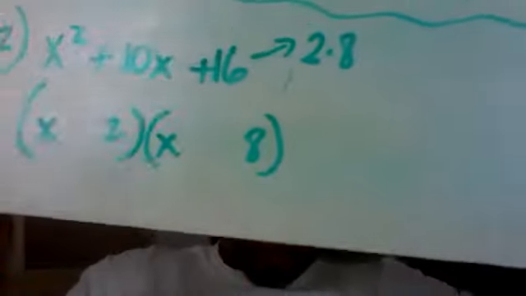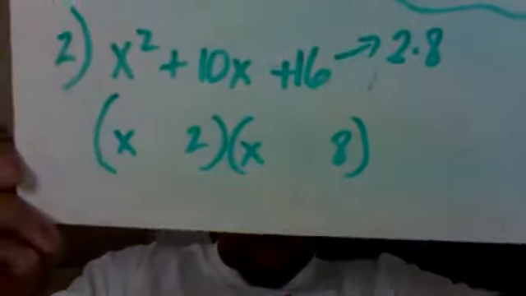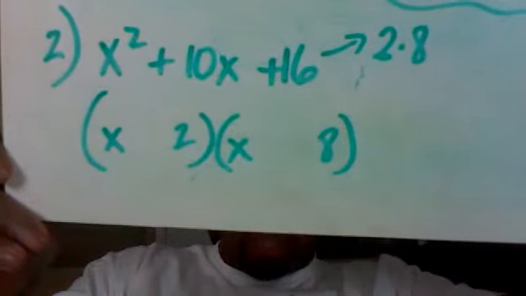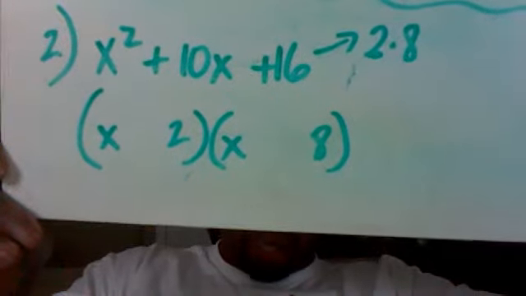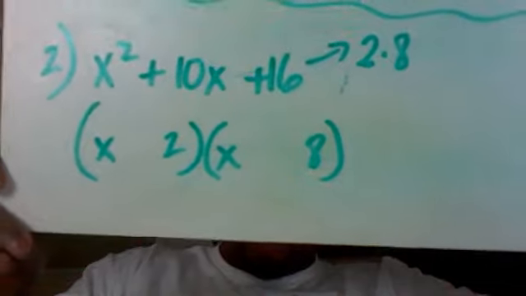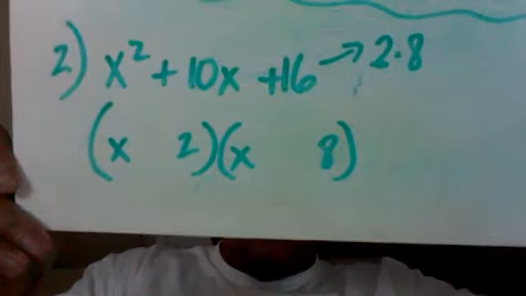Alright, so once you figure that out, the next thing is to go ahead and come up with your parentheses. We know x goes in the front, because there's no coefficient in the front. Then you simply put in your 8 and your 2. So this is where we're at right now. You got your parentheses, x and x, and then 8 and 2. Now we come up with our signs. We're trying to figure out what sign goes where.